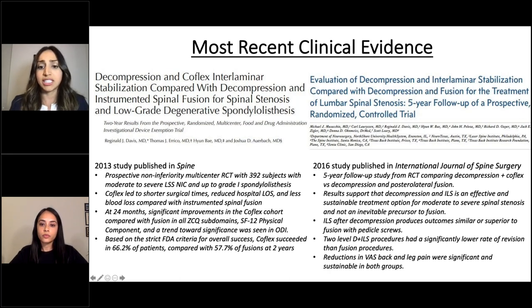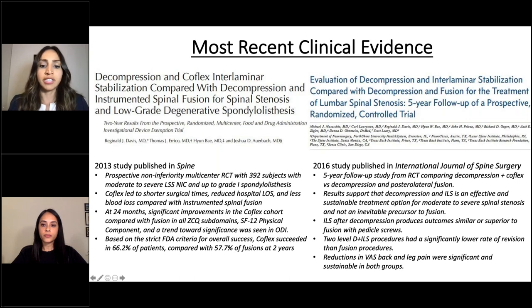And in 2016, a study published in the International Journal of Spine Surgery, which was a 5-year follow-up study from a randomized control trial comparing decompression plus Coflex versus decompression plus posterior lateral fusion. The results of this study supported that decompression and interlaminar stabilization is an effective sustainable treatment option for moderate to severe spinal stenosis and not an inevitable precursor to fusion. Also, the interlaminar stabilization after decompression procedure outcomes were similar to or superior to fusion with pedicle screws.